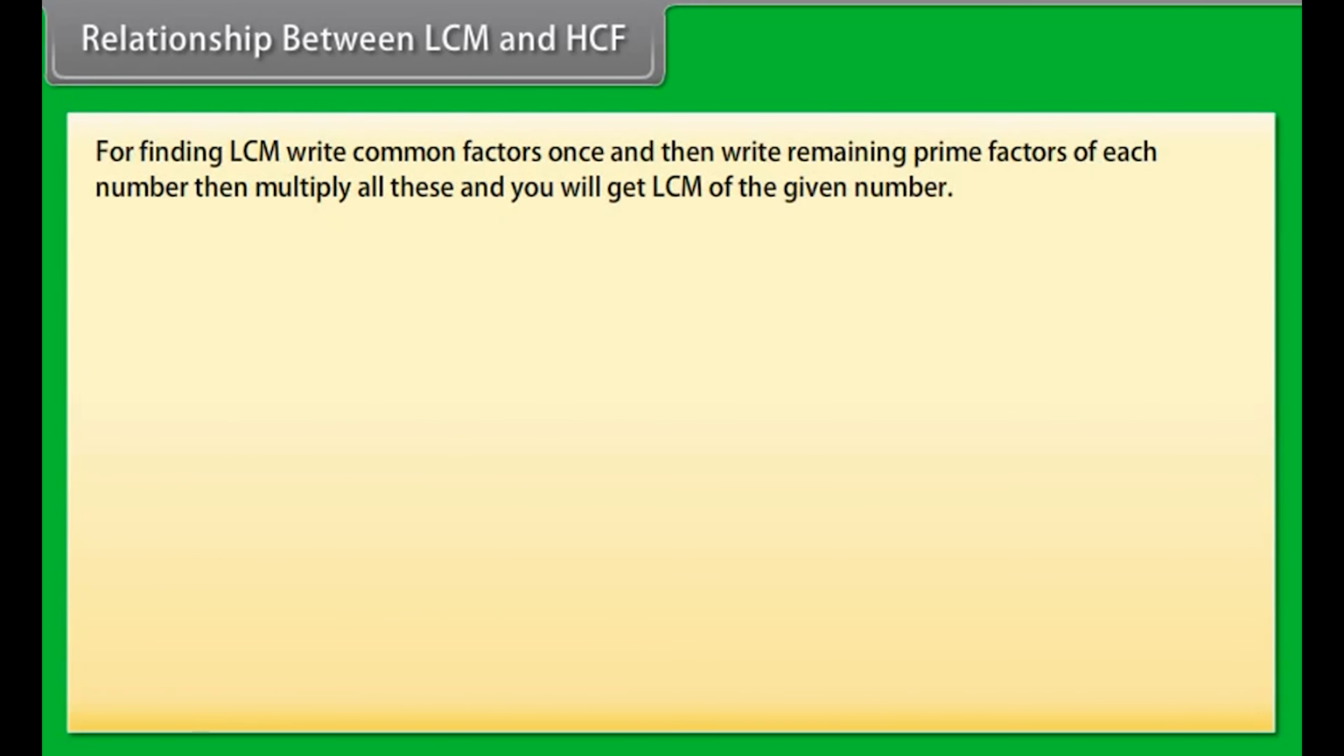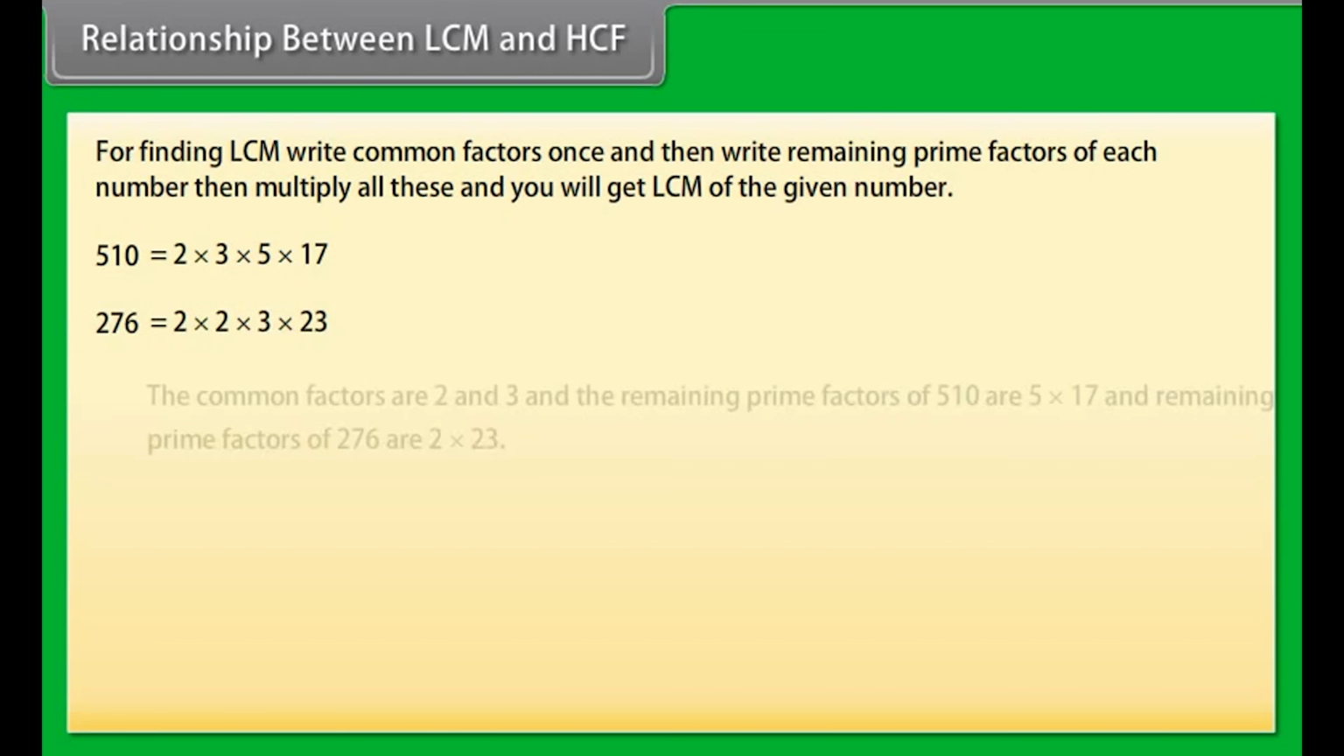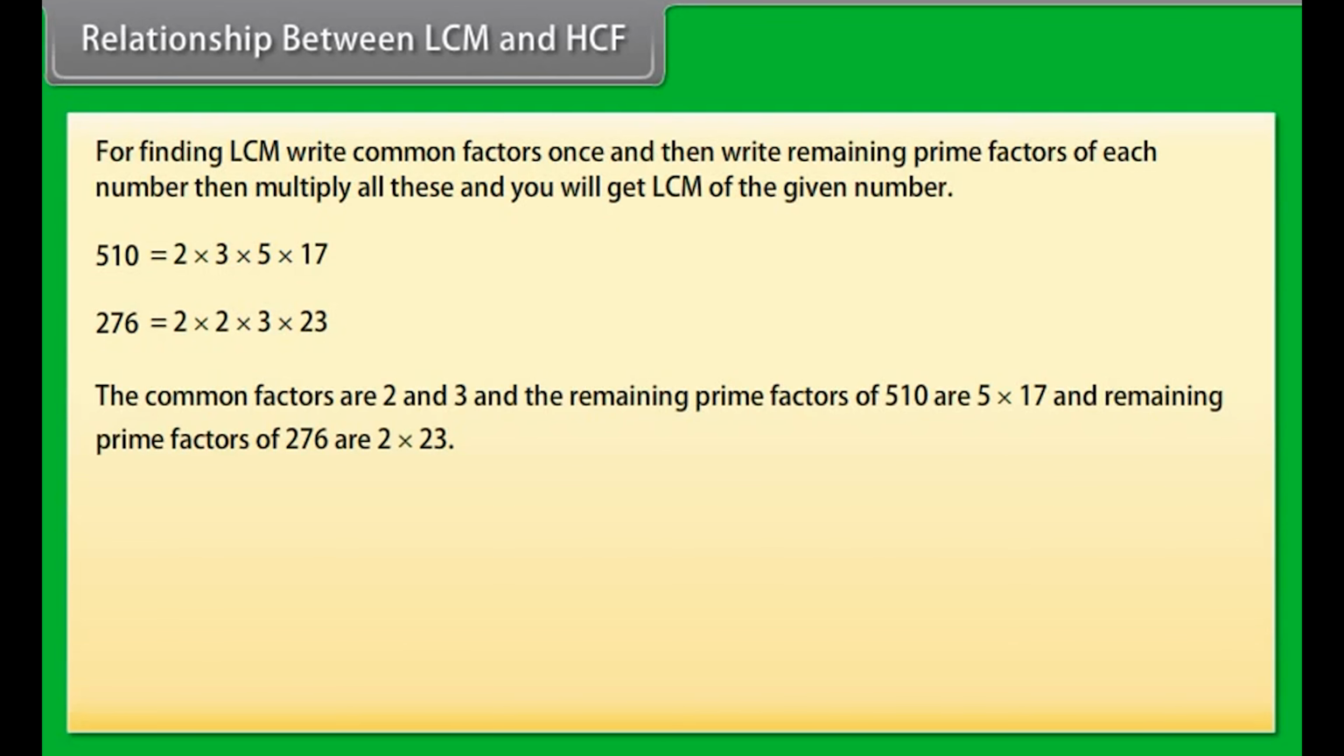For finding the LCM, write common factors once and then write the remaining prime factors of each number. Then multiply all these and you will get the LCM of the given numbers. 510 is equal to 2 into 3 into 5 into 17. 276 is equal to 2 into 2 into 3 into 23. The common factors are 2 and 3, and the remaining prime factors of 510 are 5 into 17 and the remaining prime factors of 276 are 2 into 23.